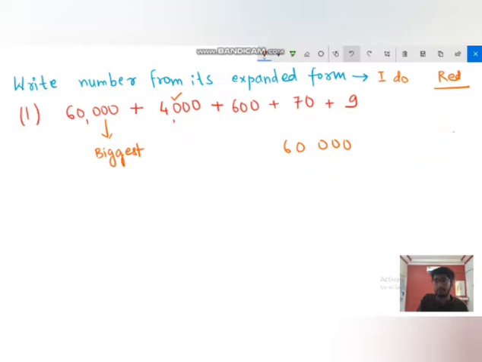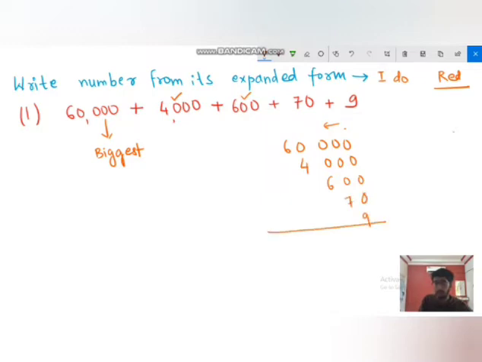Okay, you have 60,000. Now you will write 4,000. Now again you have 600. You can't write 600 like this, again it's going to be wrong. You are going to start from your right and then go towards left. So 0, 0, 6. Then you have 70 and then you have 9.